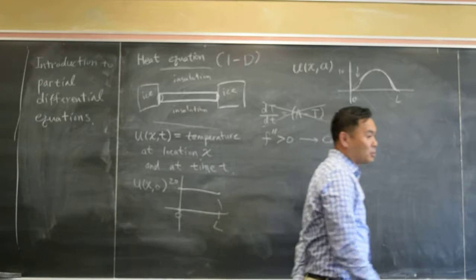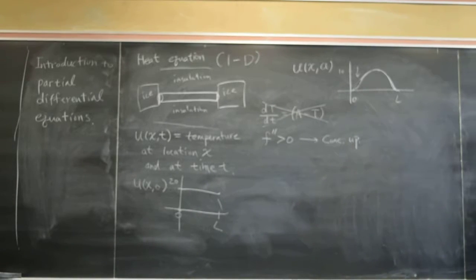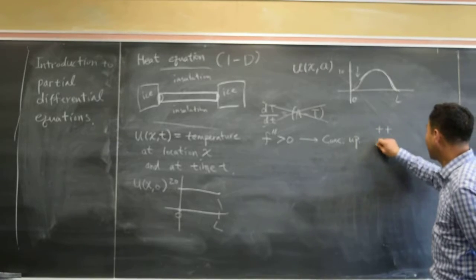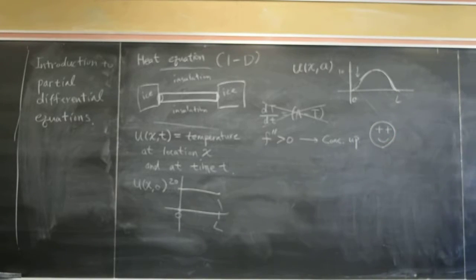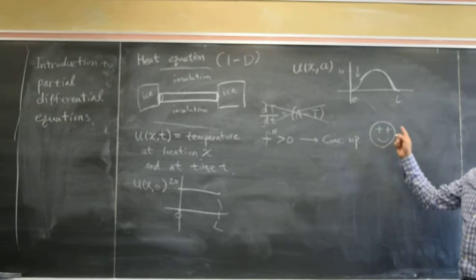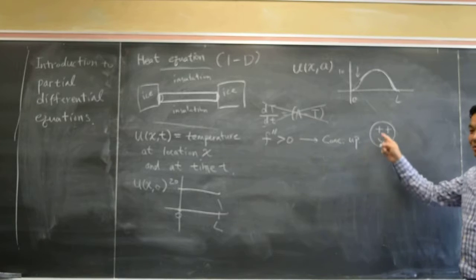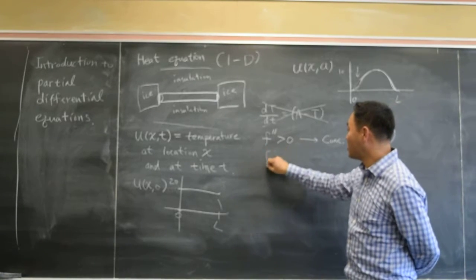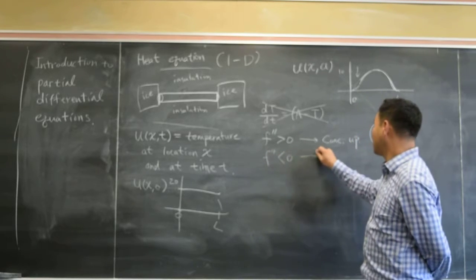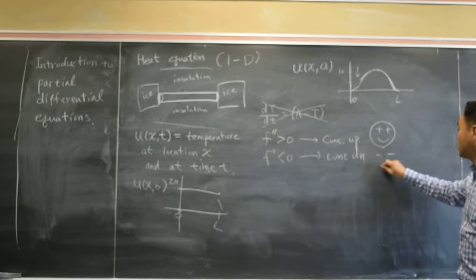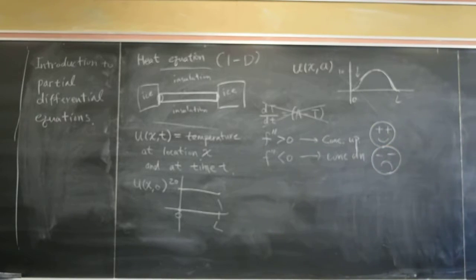And when I teach Calculus 1, I usually explain it by this clown face, like that, right? So what does that mean? If the second derivative is positive, then it's concave up, like that, okay? And then if the second derivative is negative, it's concave down, and it's a frowning face, just like this.